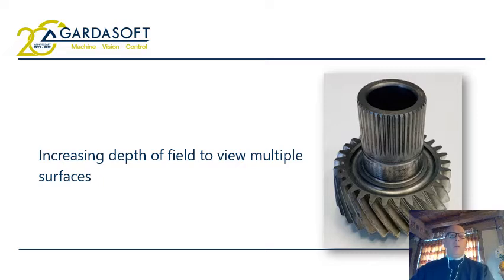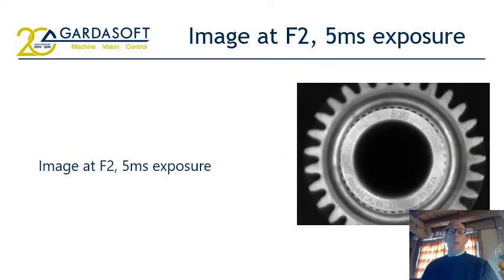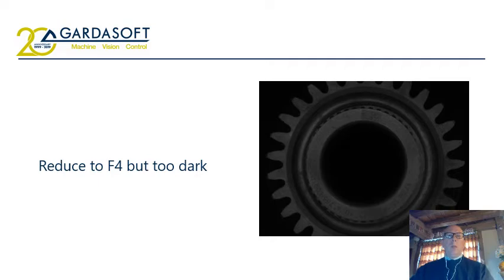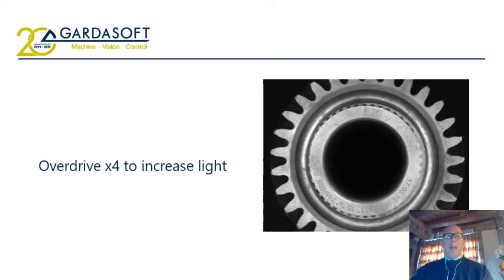I'm going to take you through 3 slides now showing an example of a benefit from overdriving the LED lighting. Here we have an object requiring 2 surfaces to be in focus. Under nominal conditions, only the top surface is in focus. The natural thing to do would be to stop down the aperture to increase the depth of field. To increase the depth of field by stopping down makes the image too dark. Overdriving the LEDs by 400% brings the image back to a satisfactory condition for processing.